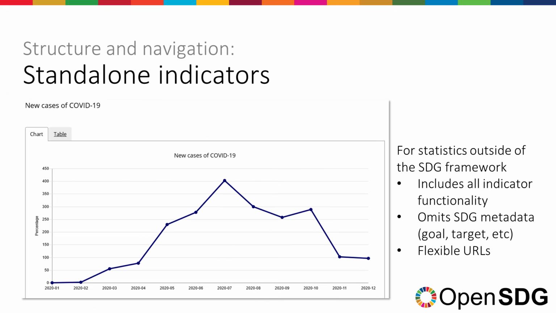Though Open SDG is designed specifically for the SDG framework, it is now possible to display data that is not part of the Sustainable Development Goals. We call these standalone indicators. This feature may be useful to display data about COVID-19, for example. Notice how these indicators have no goal banner and no global metadata tab. Otherwise, they include all of the functionality of normal SDG indicator pages.